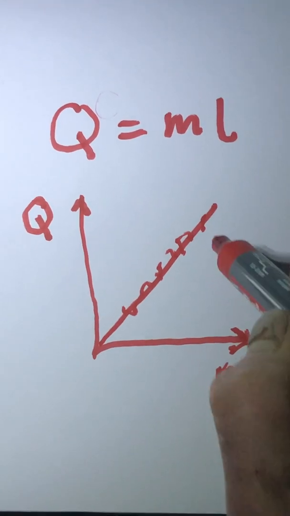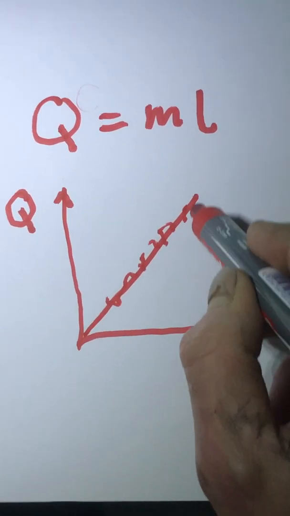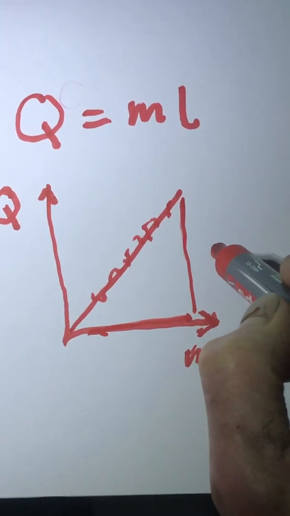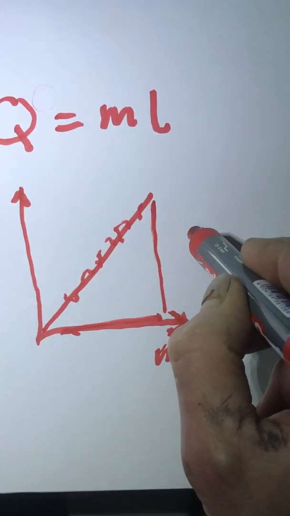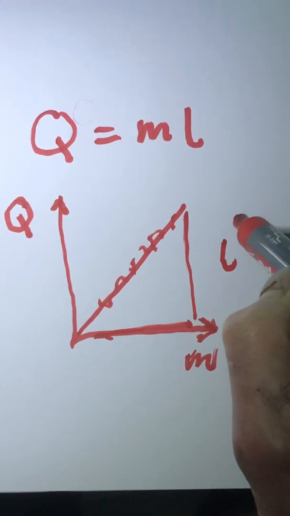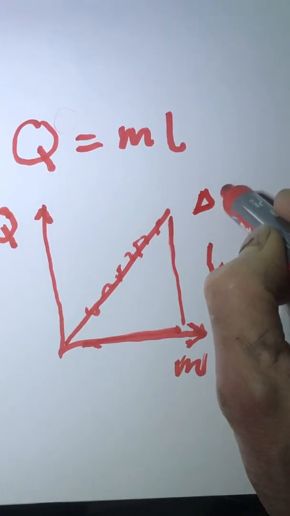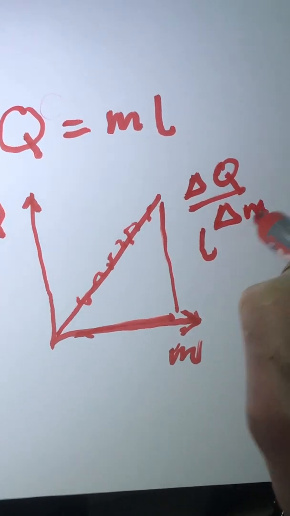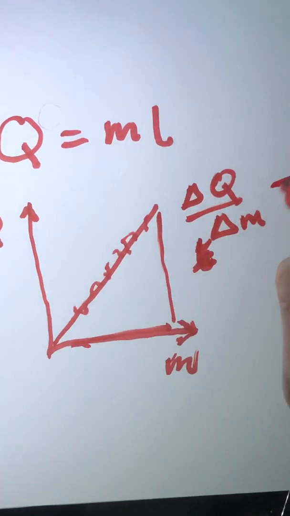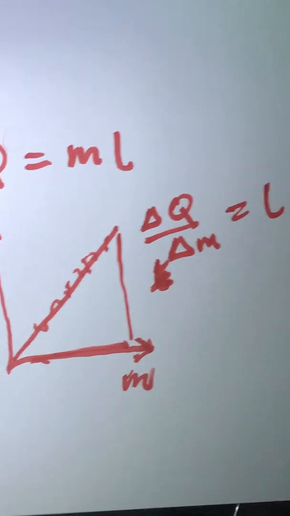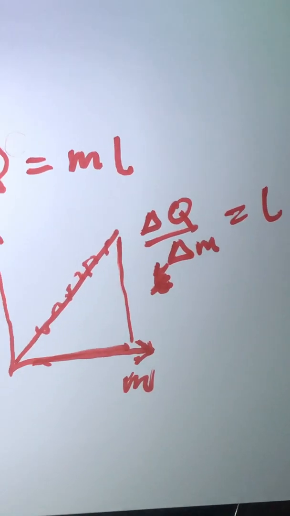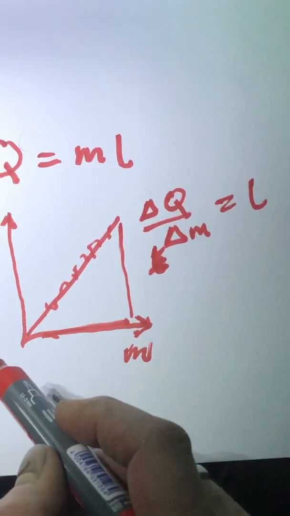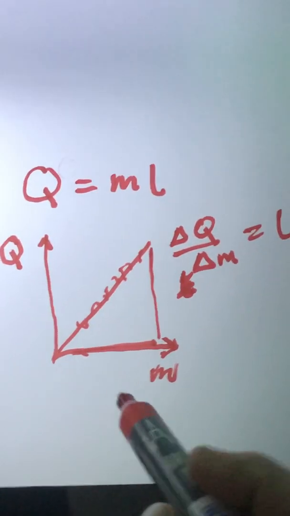And of course the gradient, the rise over the run, the gradient should be L. Okay, so change in Q over the change in mass should be equal to the latent heat of vaporization. And that's quite an accurate way of calculating that. Okay, so we'll plot that on graph paper.